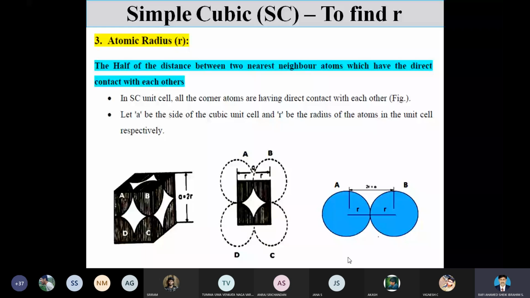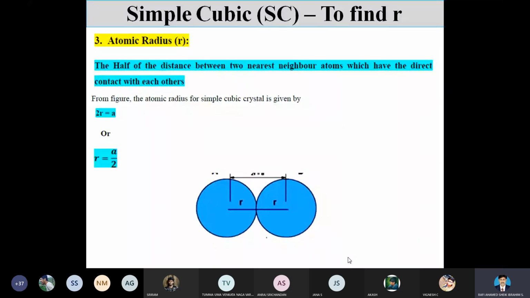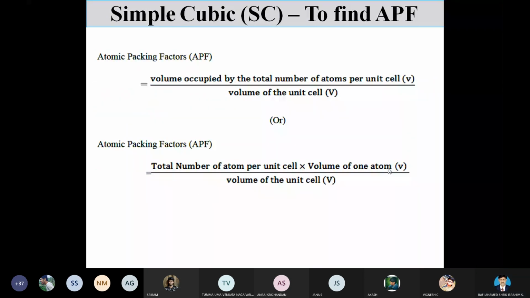Atomic radius: half of the distance between any two nearest atoms which have a direct contact with each other. To define the atomic radius, I have taken 2 atoms, A atom and B atom. That A atom and B atom are having direct contact with each other. Half of the distance, R and R. So 2R is equal to A. A is the side. So from this R is equal to A by 2. So these are the 3 parameters. The last parameter is the atomic packing factor or atomic packing density, or we can say packing density.